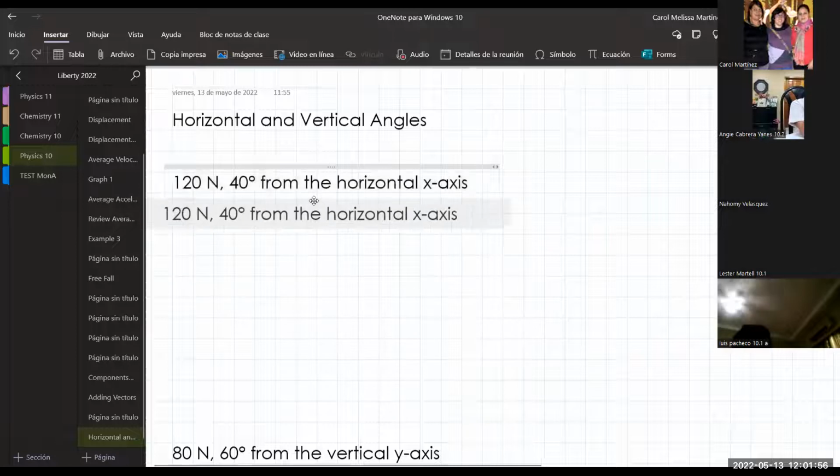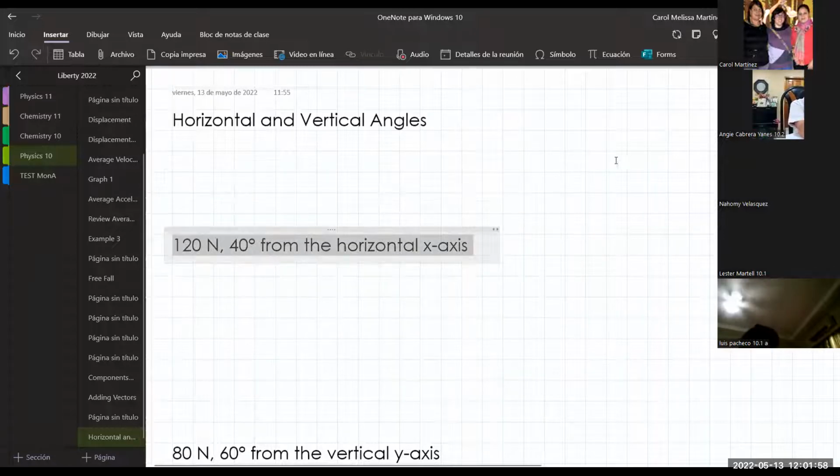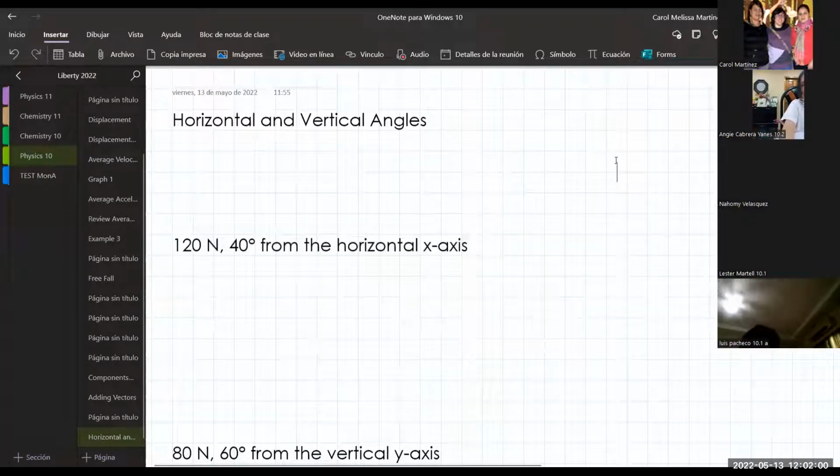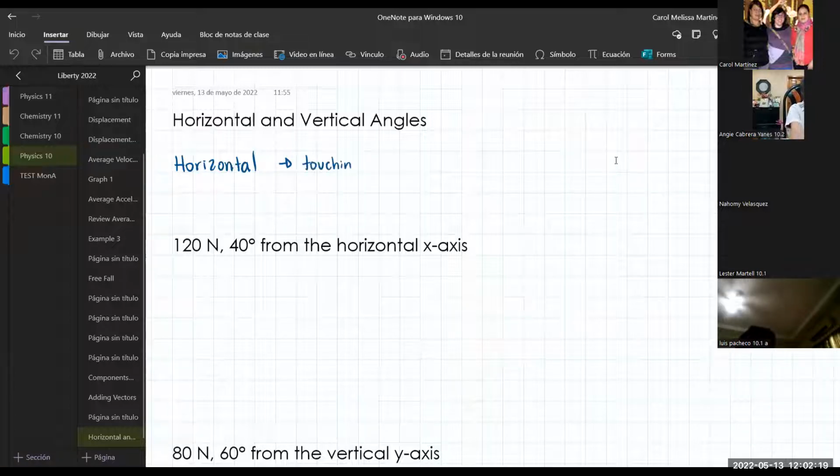So, as a reminder, we're going to have two different kinds of angles. We're going to have horizontal angles, those that are touching the horizontal axis. In a coordinate plane, or in a Cartesian plane, what is the horizontal axis?